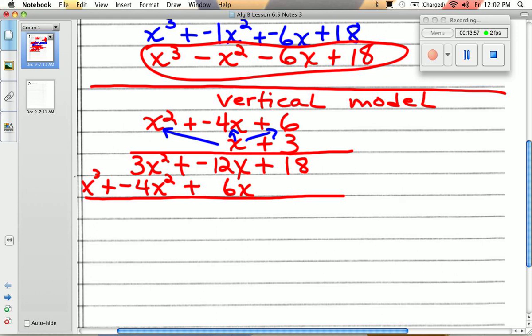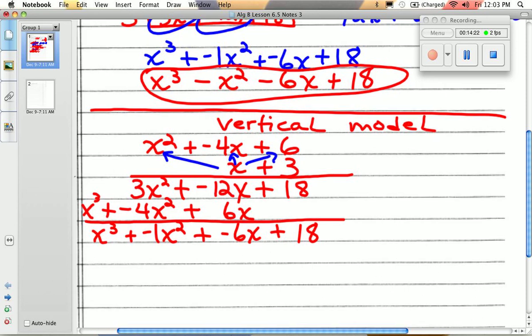X cubed doesn't have anything else to be added to. What's 3x squared plus negative 4x squared? Negative 1x squared. Plus negative 6x. Negative 12 plus 6 is negative 6x. Plus 18 has either a 0 to be added to or nothing. Either way, it's 18.